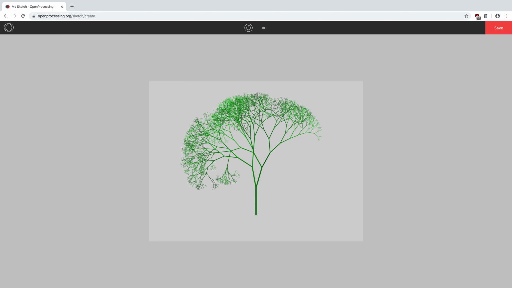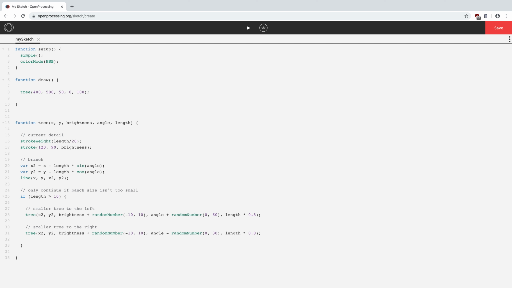That's interesting. I like that. Let's bring that back down to 30 again. I mean, you can try 40, 50, try your own kind of numbers, see what effect that has on how much the tree spreads out as it grows.